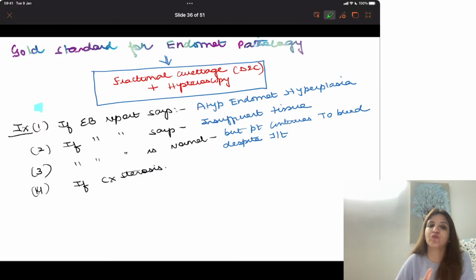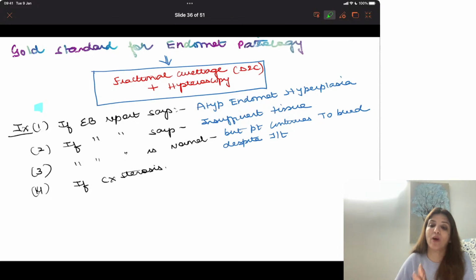What are the indications for fractional curettage and hysteroscopy? If the endometrial biopsy report says atypical endometrial hyperplasia, then that is an indication for fractional curettage. If the endometrial biopsy report says insufficient tissue, so now if your sample is coming insufficient, instead of repeating endometrial biopsy, I will go to the gold standard method, which is fractional curettage. If the endometrial biopsy report is normal, but in spite of treatment my patient is continuing to bleed, then I am doing fractional curettage and hysteroscopy.